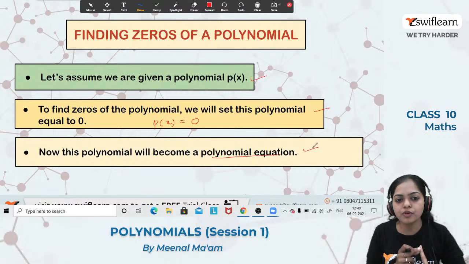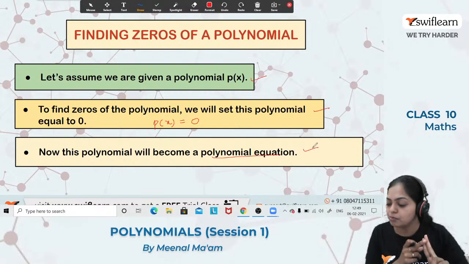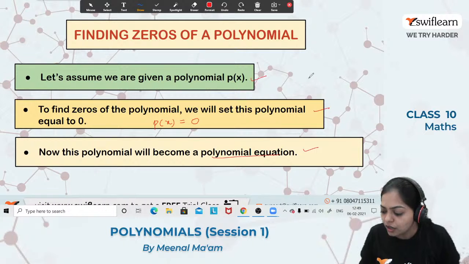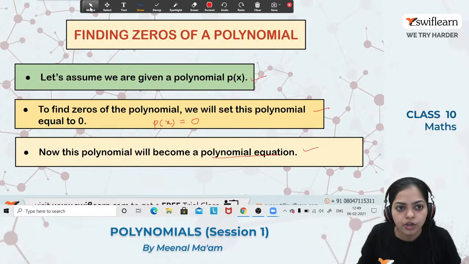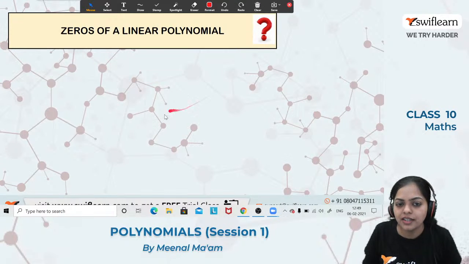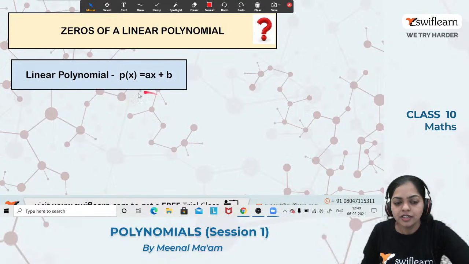So in these three steps we can find the 0 of a polynomial. First we assume a polynomial, then put that polynomial equal to 0, and then solve that polynomial equation. Alright, let's move on to the next one and find some zeros of a polynomial. Let's have a look at some questions.